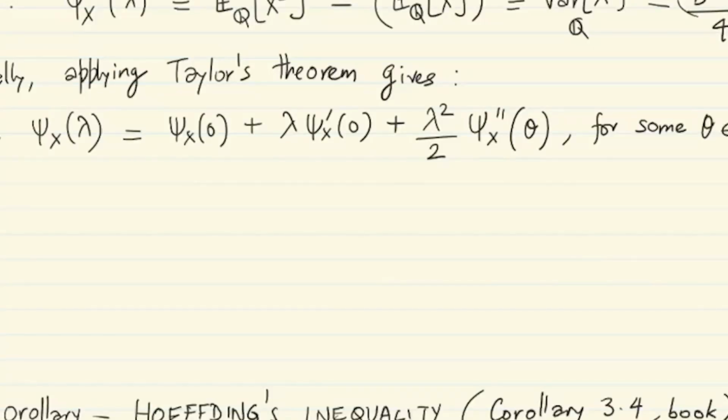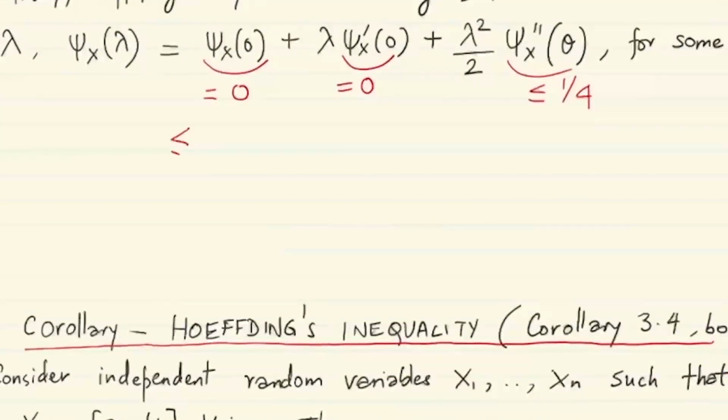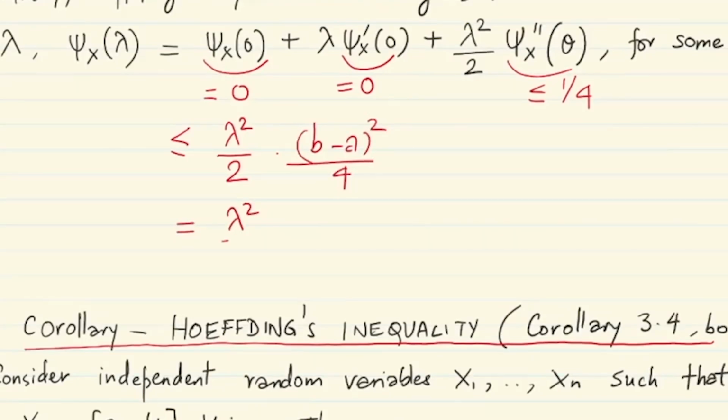Okay. So this is Taylor's theorem up to second order with the remainder term, and we know that this term is 0, this first derivative is also 0 at 0, and we know that the second derivative is bounded by 1/4. Okay. And so using this we finally get that this is upper bounded by lambda square by 2 into b minus a the whole square by 4, which is exactly what we wanted in the theorem. Lambda square by 8 b minus a the whole square. Okay, that concludes the proof of Hoeffding's lemma.